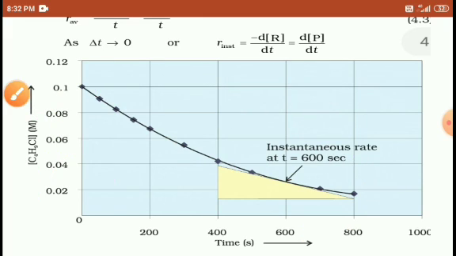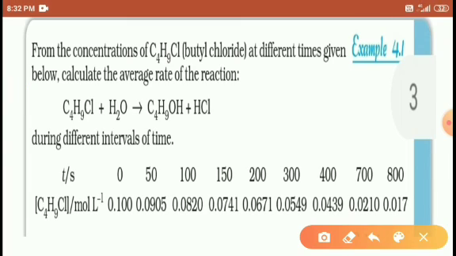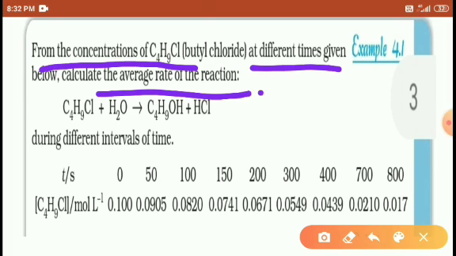Right students, so let's see one example. From the concentration of butyl chloride at different times, calculate the average rate of reaction.